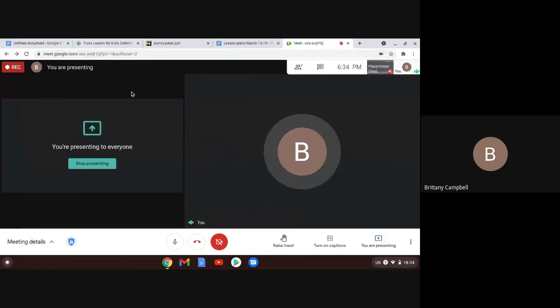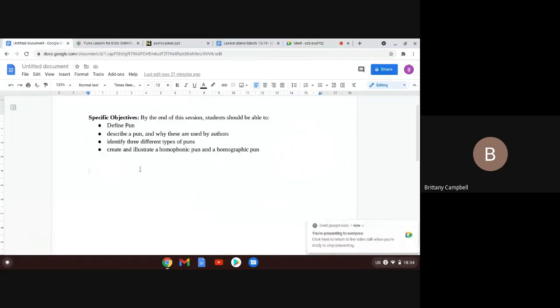All right, so for this session, our objectives are: by the end of this session, you should be able to define pun. You should be able to describe a pun and why these are used by authors. You should be able to identify 3 different types of puns, right? You should be able to create and illustrate a homophonic pun and a homographic pun. Now, those are our objectives that we will be focusing on.